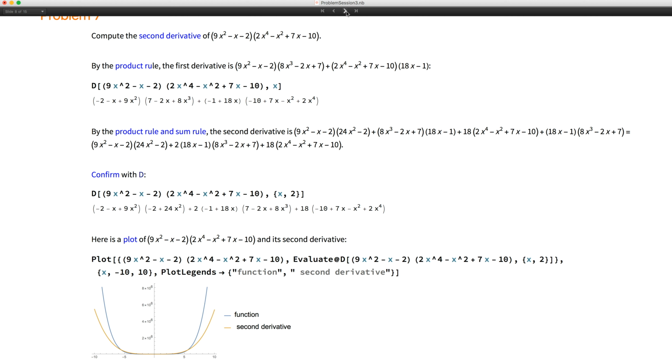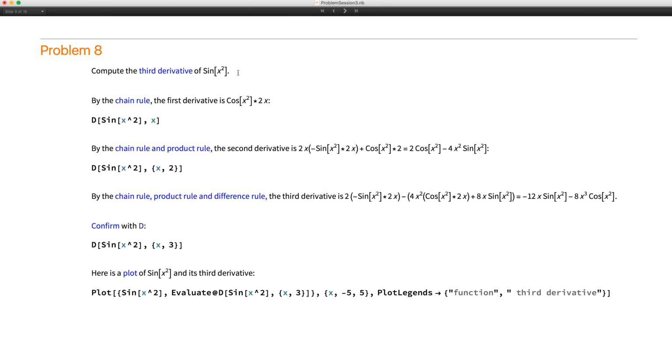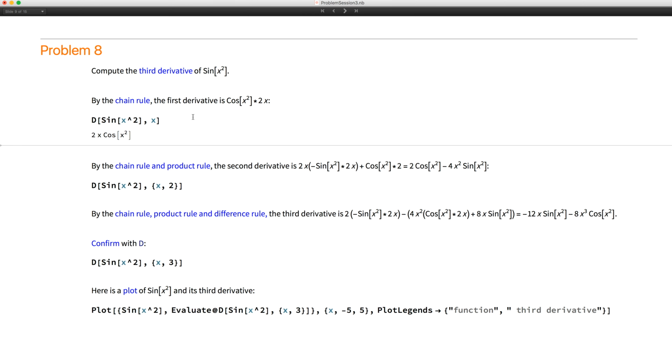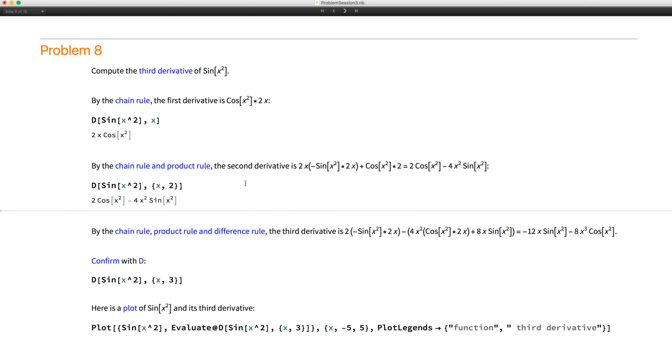Okay, so let's go on now to problem number 8, which says find the third derivative of sine of x squared. You apply the chain rule to get the first derivative. That's going to be cosine of x squared times 2x. That's from the x squared inside. Check the answer with D. Then apply the chain rule and the product rule. So you get 2x times the derivative of the second factor, etc. And check the answer with D.